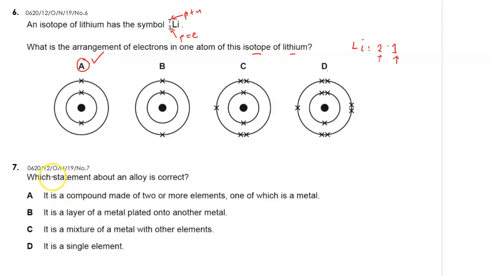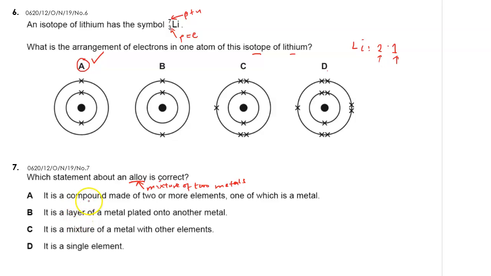Number 7, which statement about alloy is correct? What is an alloy? An alloy is when you melt 2 metals like zinc and copper, and then you mix them in molten form and allow them to solidify. Then that makes an alloy. So you can consider an alloy as a mixture of 2 metals. So what is an alloy?